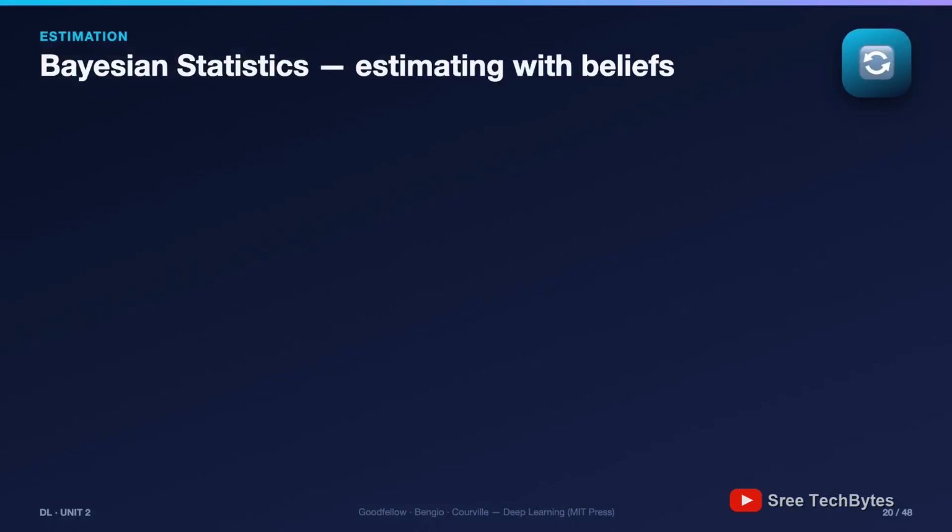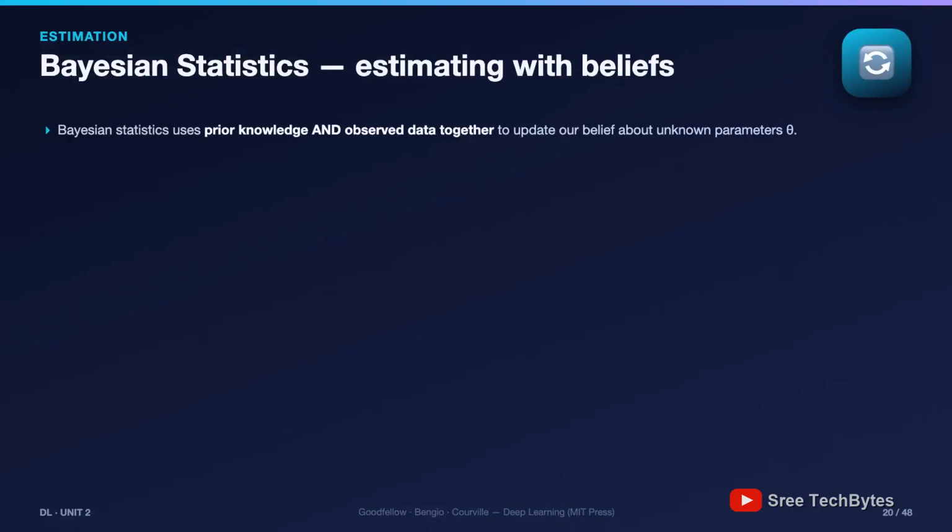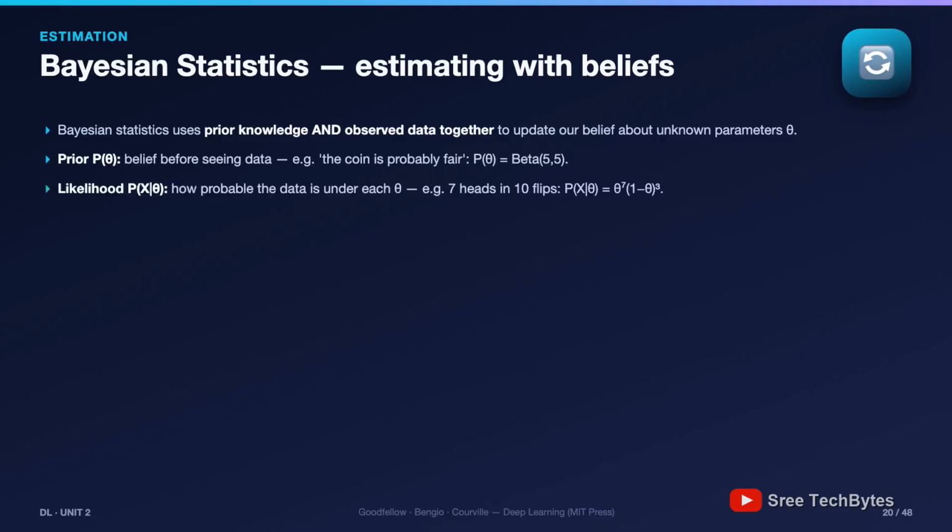Method 2: Bayesian statistics, estimation with beliefs. The Bayesian framework uses prior knowledge and observed data together. Same Bayes rule as Unit 1, but now applied to parameters. The cast: the prior, what we believe before seeing data. Example: this coin is probably fair. The likelihood, how probable the data is under each parameter value, 7 heads in 10 flips. And the posterior, the updated belief: likelihood times prior, normalized.